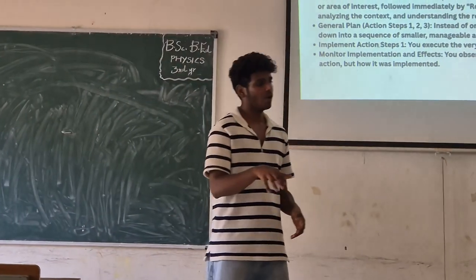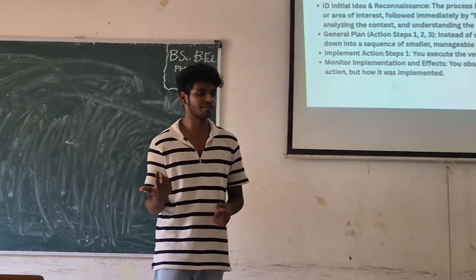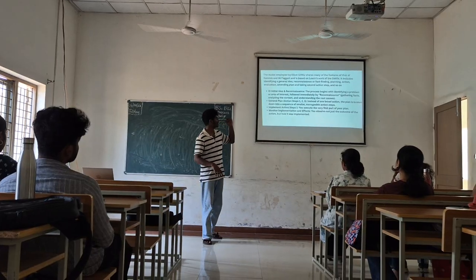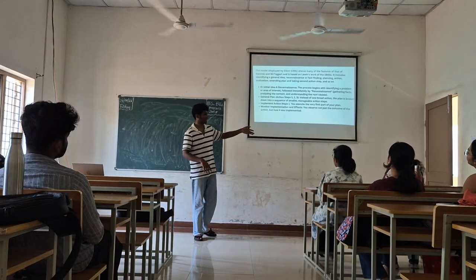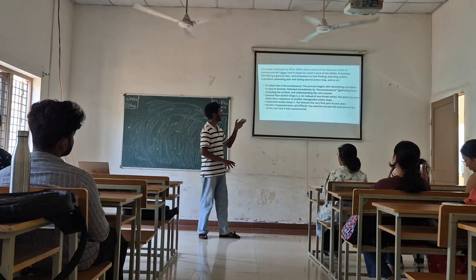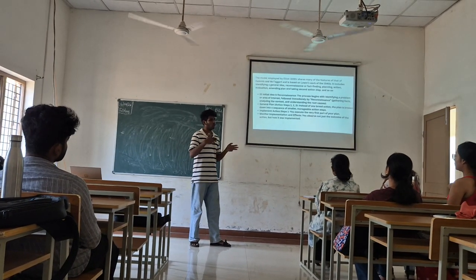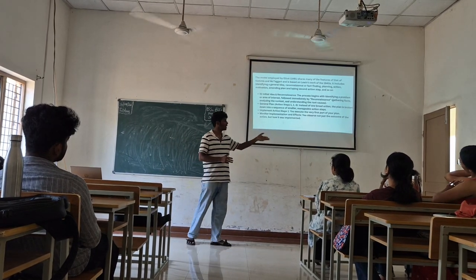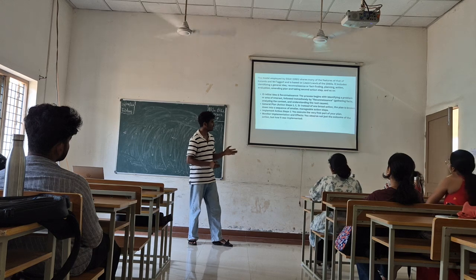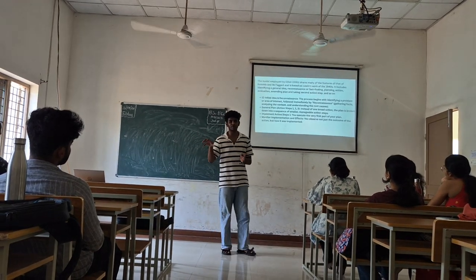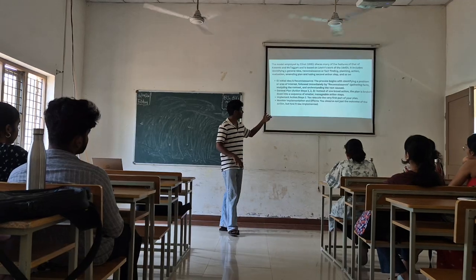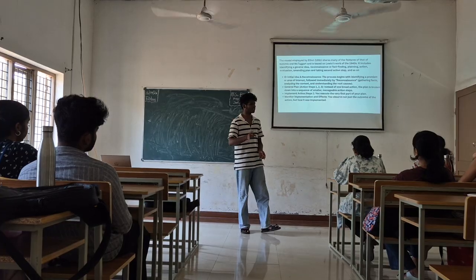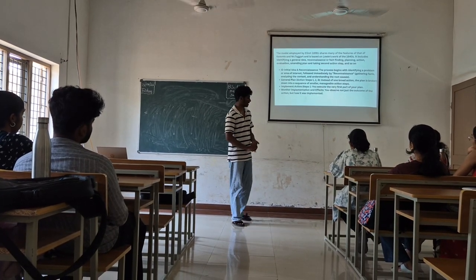So, like I said, all the action models are different only from the outside. All the steps that are included are similar. So the first one is initial idea and reconnaissance. The process begins with identifying a problem or area of interest, just like all the other models. And by reconnaissance, we know what it is: gathering data, and we will understand what causes the particular problem. The next step is the general plan. In the general plan there are 3 plans, right?